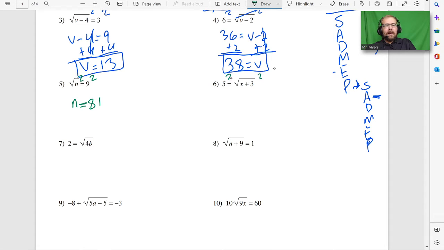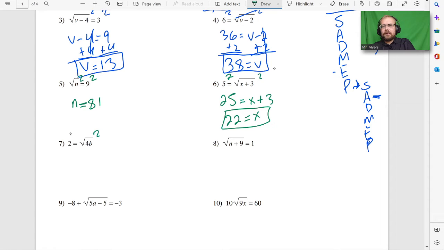All right, square both sides. So it's 25 is equal to x plus 3. Because remember, the square root and the square cancel. And then we subtract 3. 25 minus 3 is 22. All right, not bad, right?